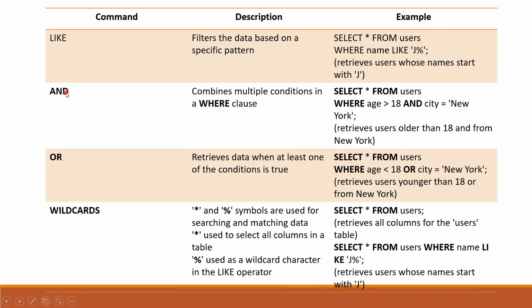How about we use and? It is almost the same as or. Select from users where age older than 18 and city from network. The difference is that and combines multiple conditions, while or retrieves data when at least one of the conditions is true. And you can see here another one, wildcards. For this one, we use symbols for searching and matching the data.